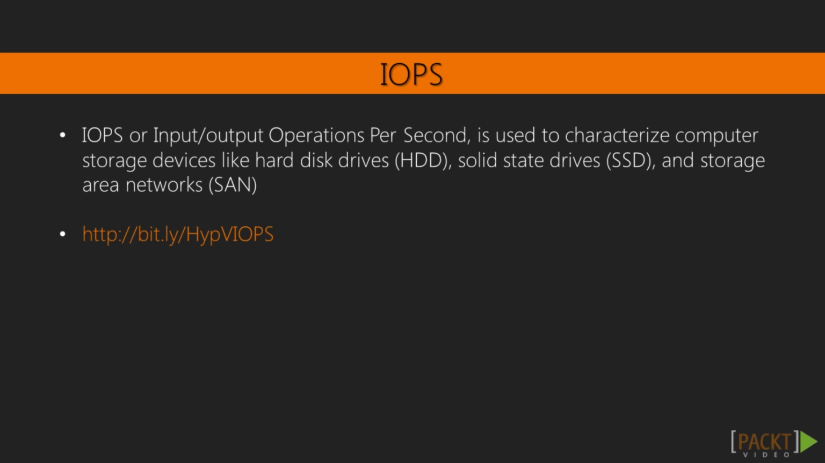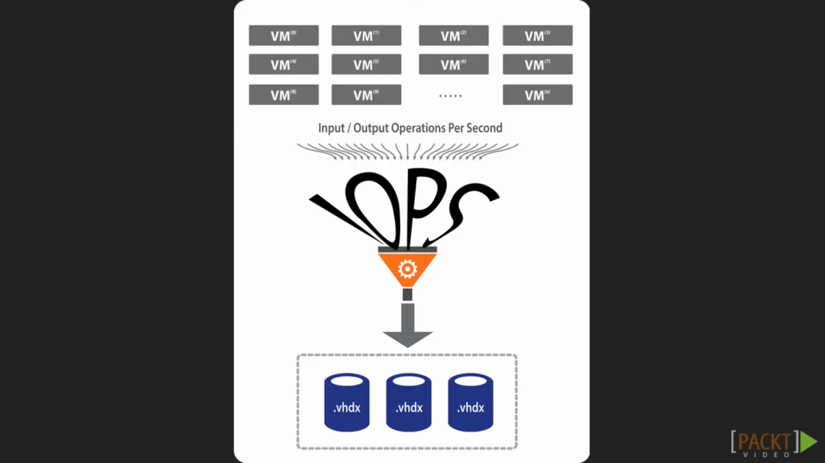It is commonly misused and misunderstood, and is a performance measurement used to characterize computer storage devices like hard disk drives, solid-state drives, and storage area networks. IOPS alone might not mean much, but it has meaning when considered together with latency, type of I/O, read versus write, size of data, adjacency of data.